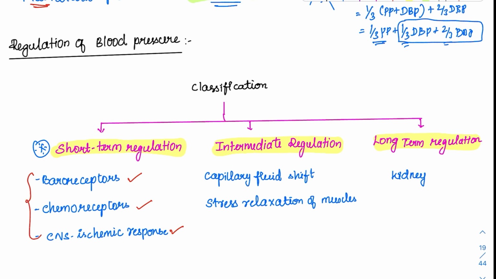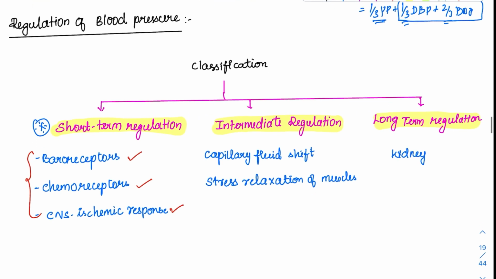Then coming to the intermediate regulation. Intermediate regulation is pretty simple. Whenever there is too much pressure in the blood vessel, what will happen? There will be stretch of the blood vessel and fluid will move from inside the capillary to outside, into the interstitial tissue. That is called the capillary fluid shift. Another thing is stress relaxation of the muscle.